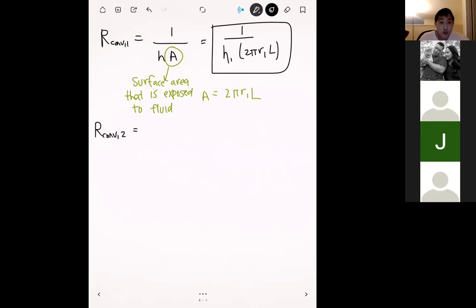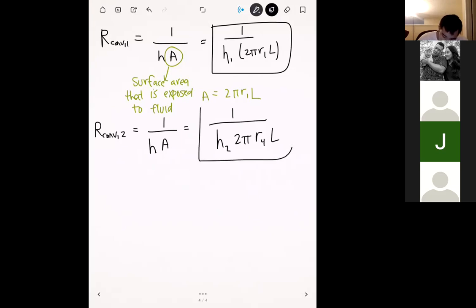Right. And so we can do the same thing for the outer convection resistance. Our outer convection resistance can be 1 over hA, where again we're going to plug in an expression for A, which is the outer surface area that's exposed to the outer fluid. And so that's going to be h2 times 2 pi, instead of R1, now we're going to do R4 times L.